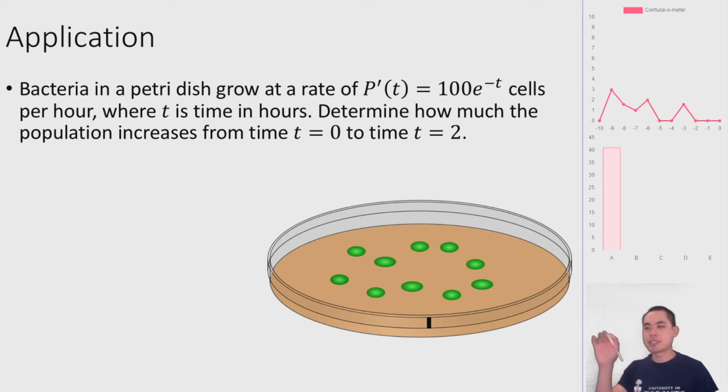That will come later in this class. But let's just say that the rate happens to be 100 e to the minus t cells per hour, where t is time in hours. So I want to determine how much the population increases from time t equals 0 to time t equals 2.